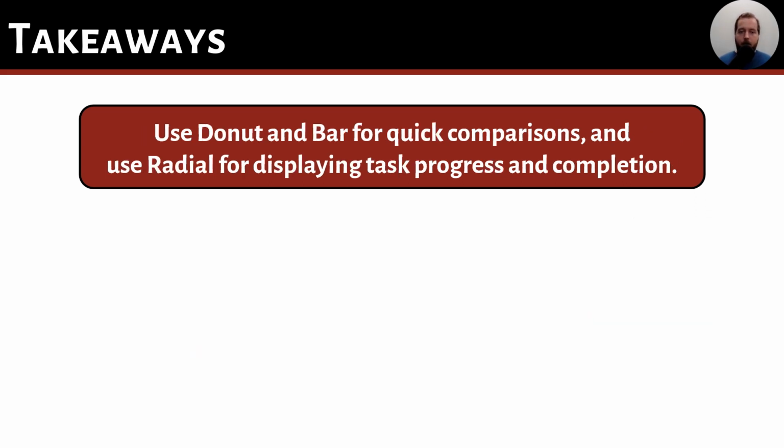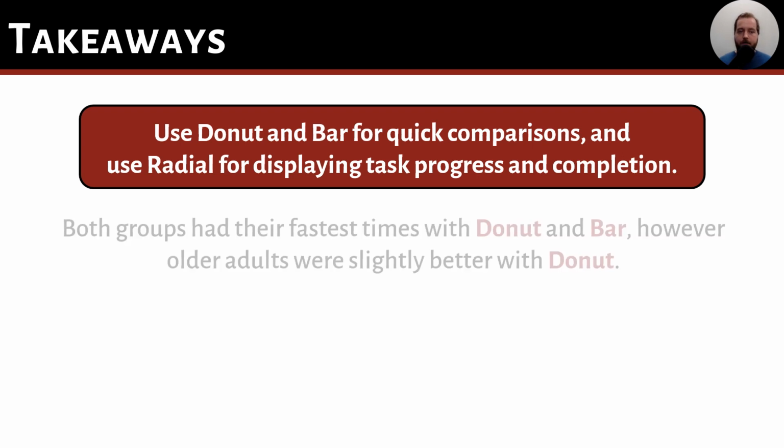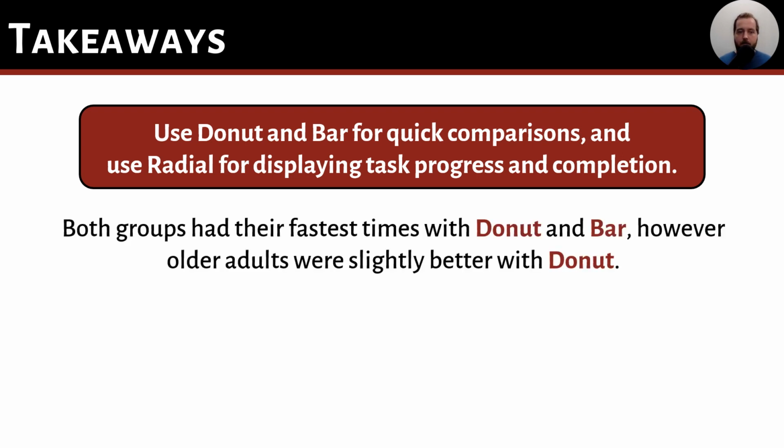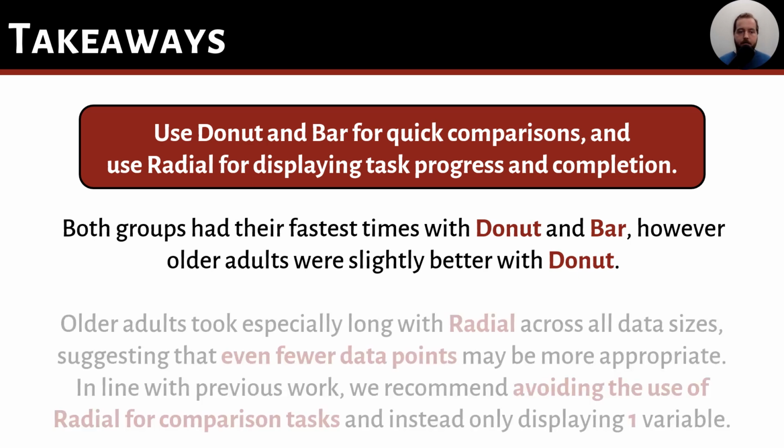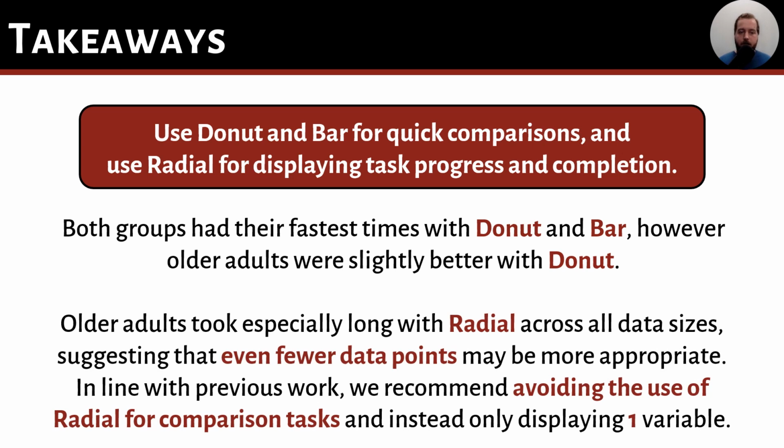That donut and bar are best suited for quickly comparing data values. However, while older adults performed well with both, the difference between them was twice that of younger adults, with older adults performing better with donut charts. We agree with recent work in this area that suggests using radial for tracking task progress for a single variable and avoiding its use for quick comparisons.